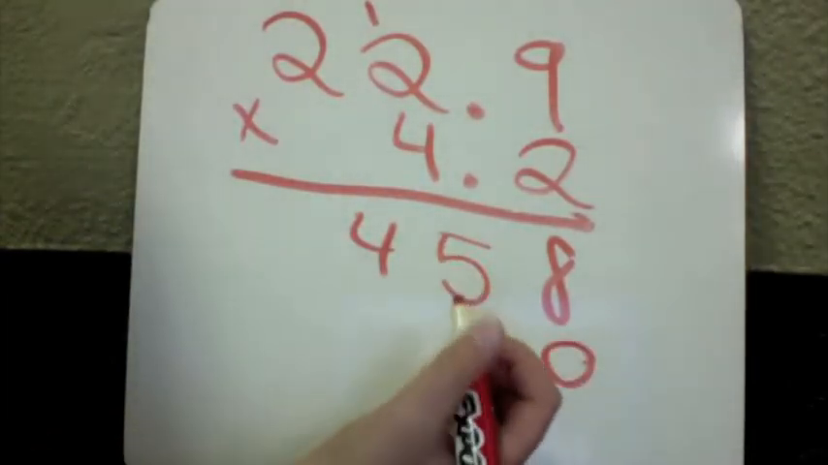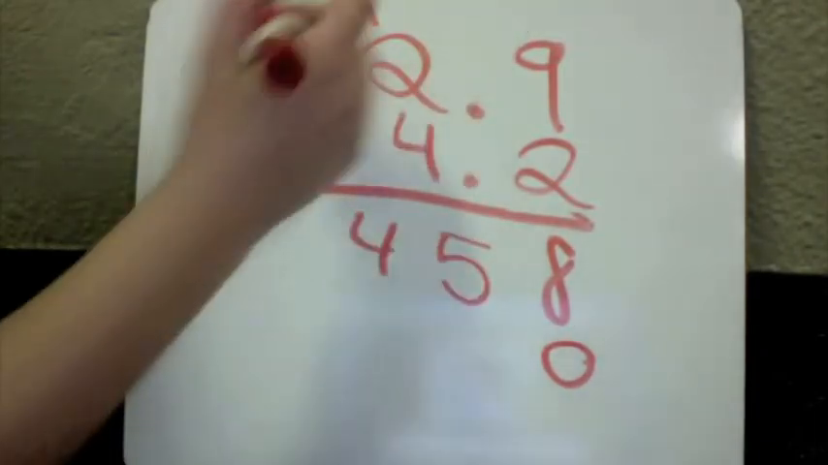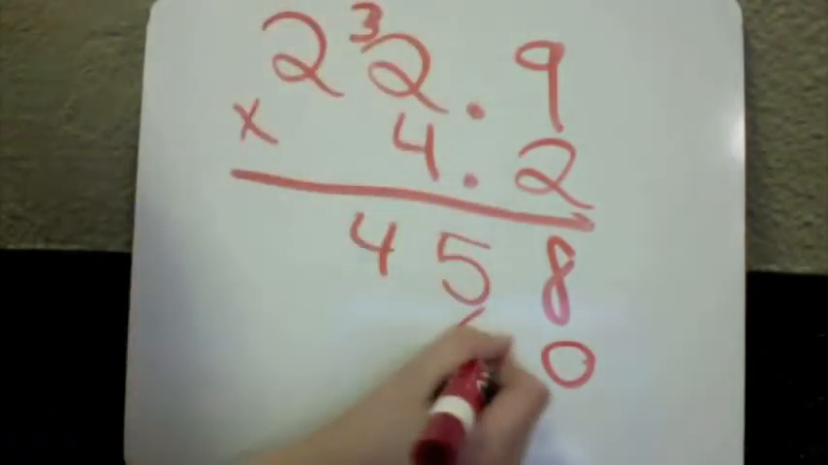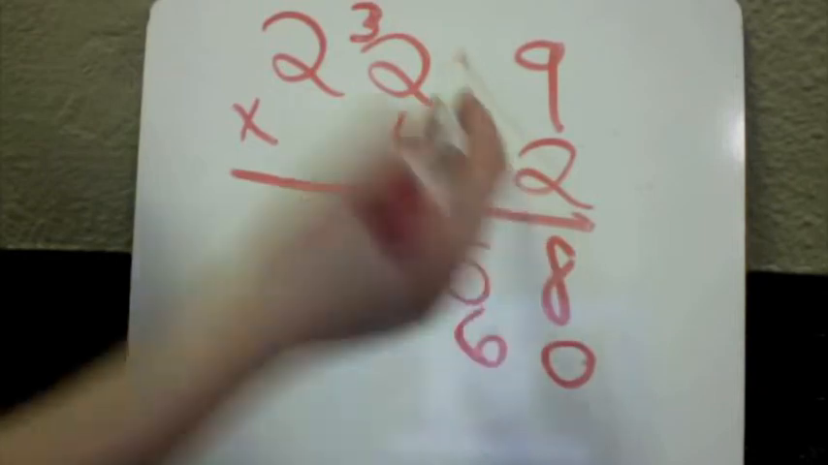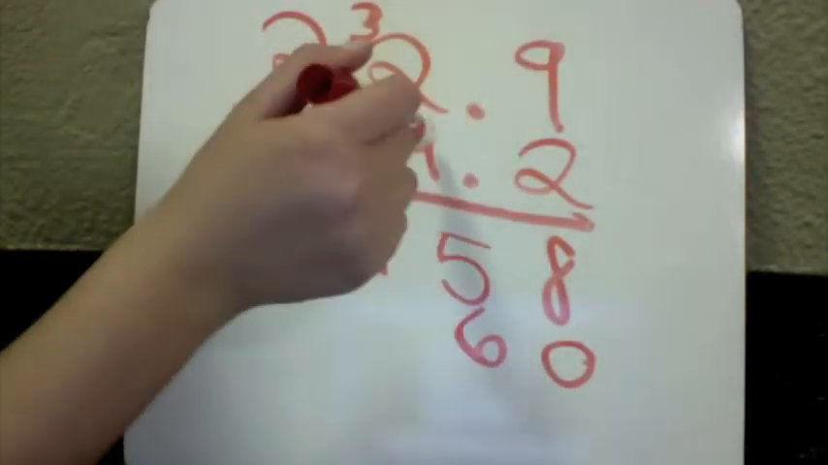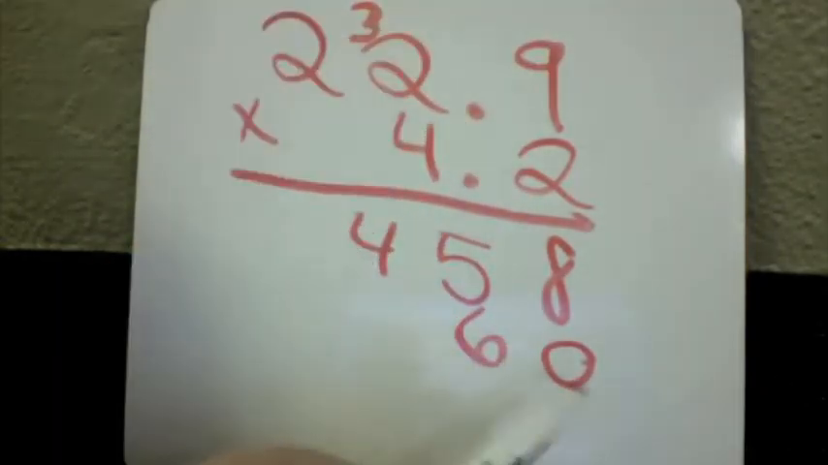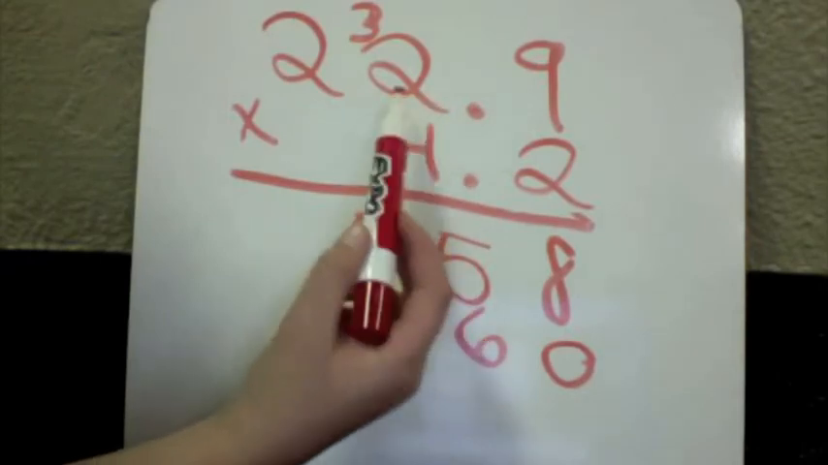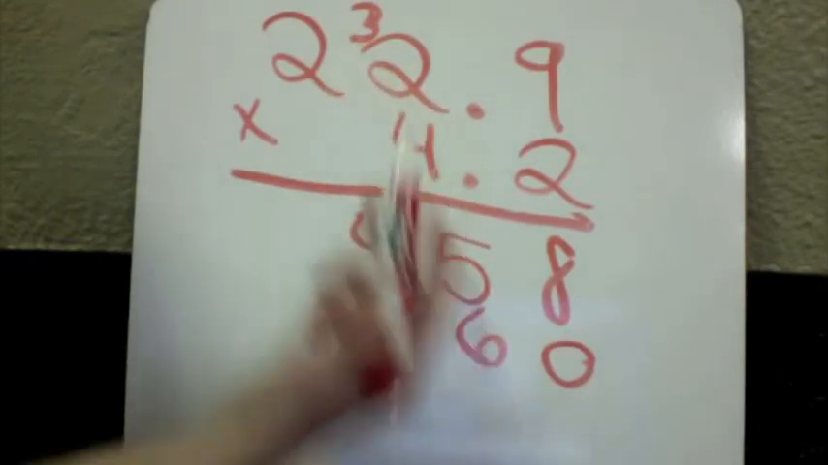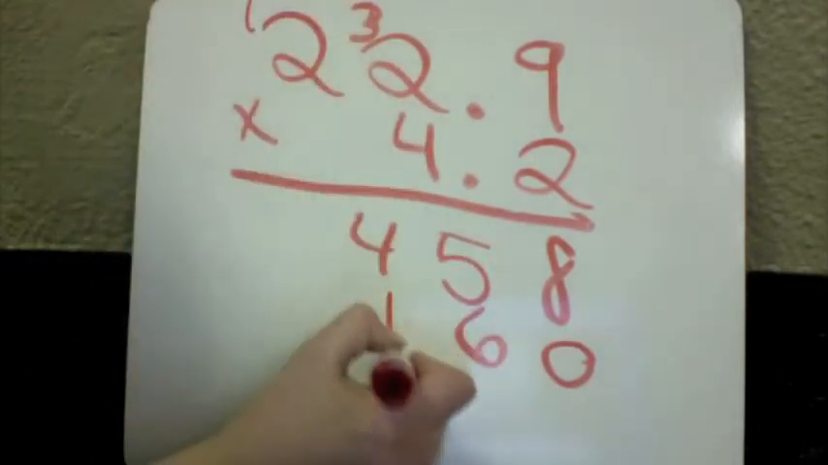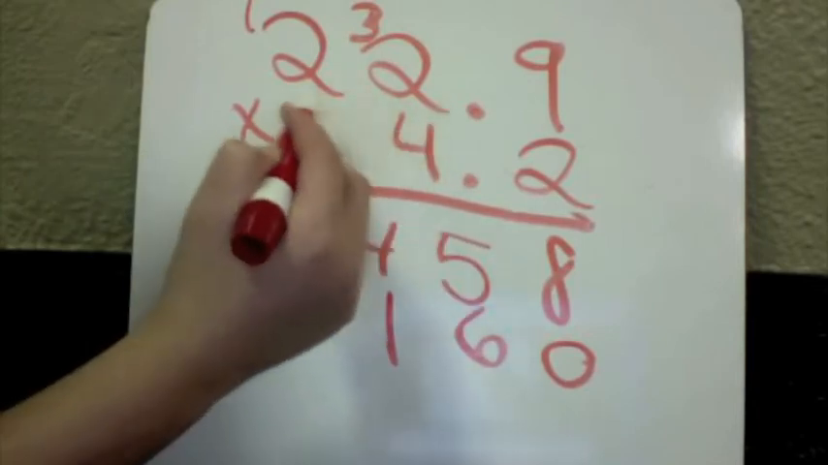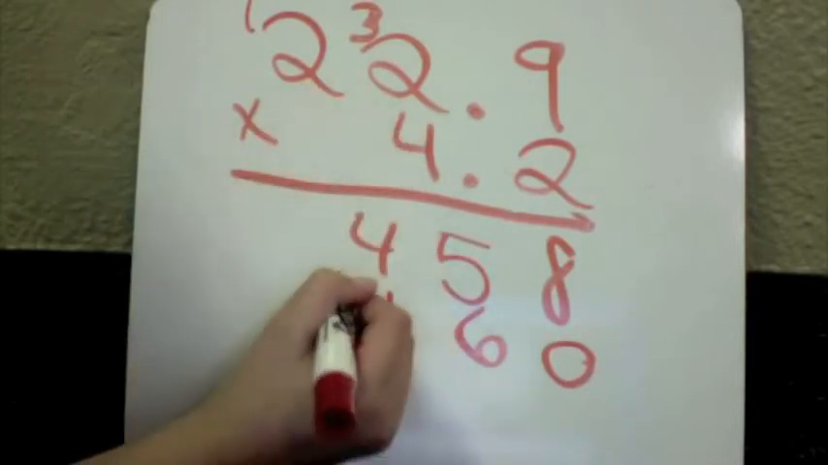And then 4 times 9 equals 36. Put down the 6. Carry the 3. And then 4 times 2 plus 3 equals 11. Carry the 1, put down the 1. And then 4 times 2 equals 8 plus 1 equals 9.